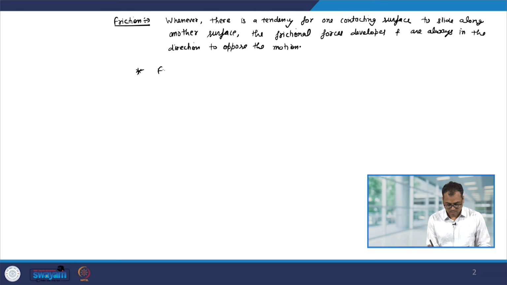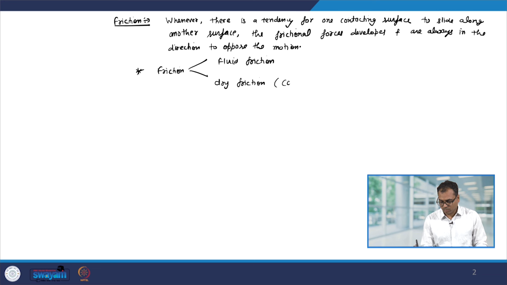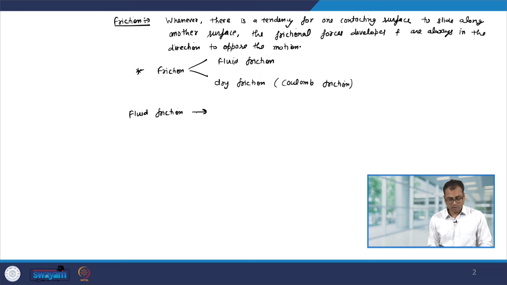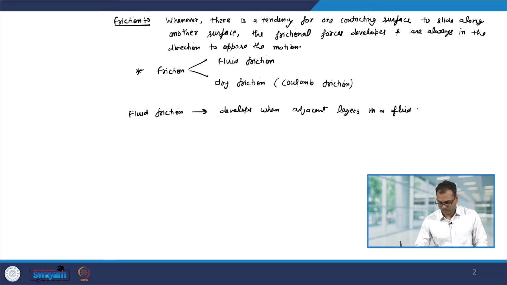Very basically, we can divide these forces into, let us say, two categories. One is the fluid friction and another one is dry friction, or sometimes it is also called the Coulomb friction. Let me briefly state what is fluid friction. So these fluid frictions develop when adjacent layers in a fluid move at different velocities.